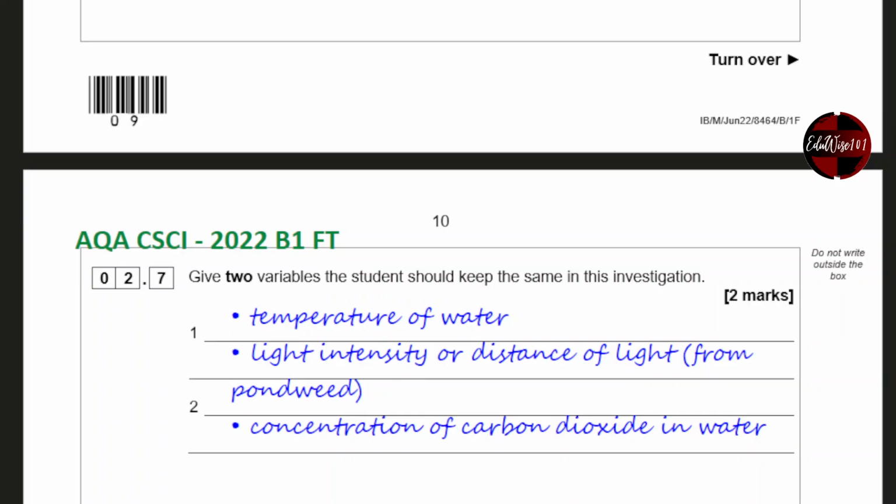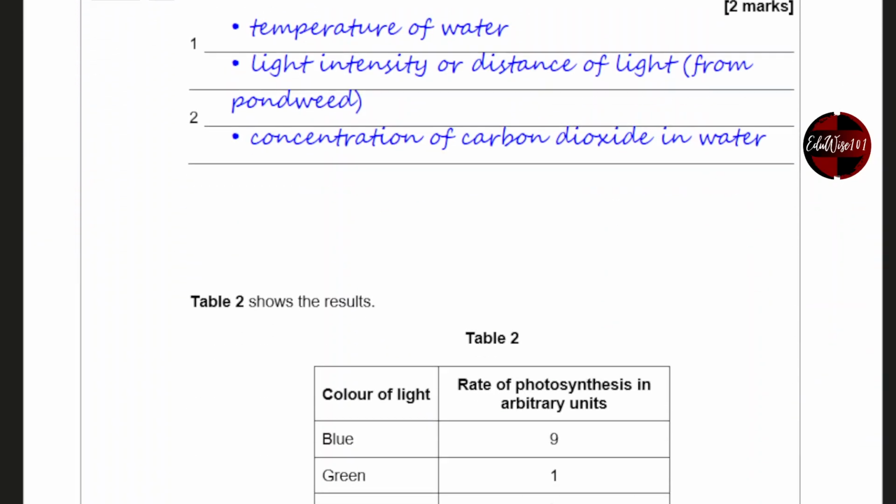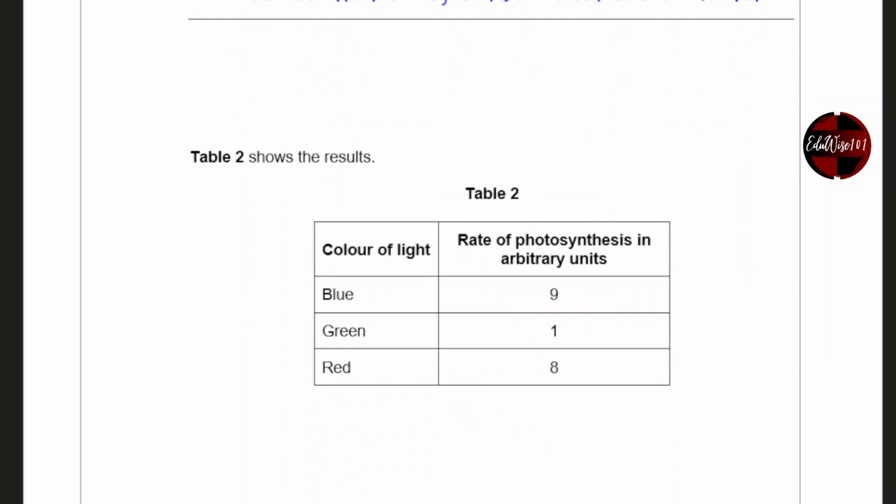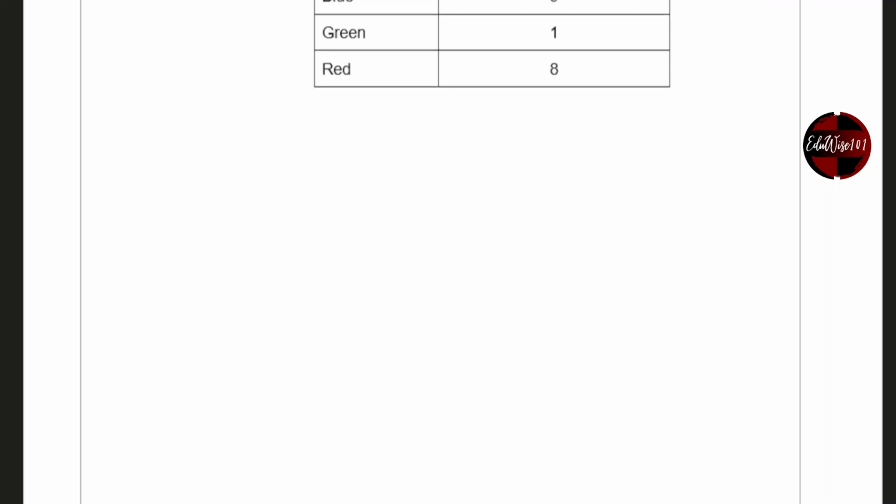Temperature of the water, the light intensity or the distance of light from the pondweed, and the concentration of carbon dioxide in the water. Table 2 shows the results. Rate of photosynthesis in arbitrary units. So let's say they're counting the number of bubbles. With blue light there were 9 bubbles, green light there was just 1, and red light there were 8 bubbles. Again, they are not saying the unit, so let's assume it's in 1 minute.